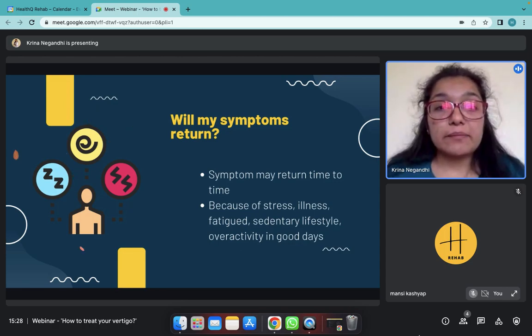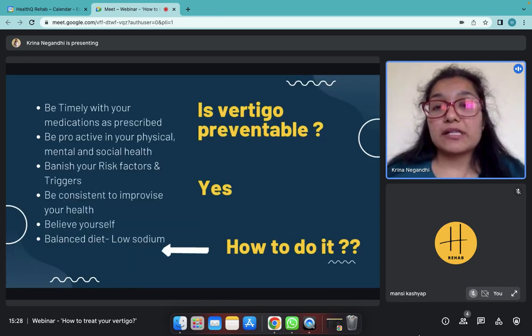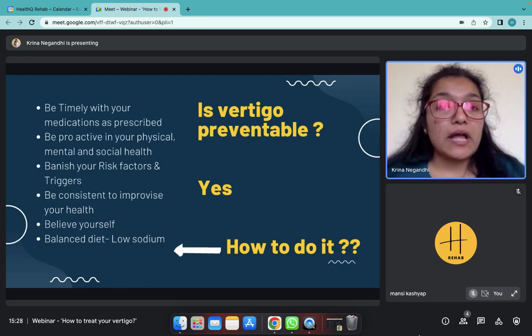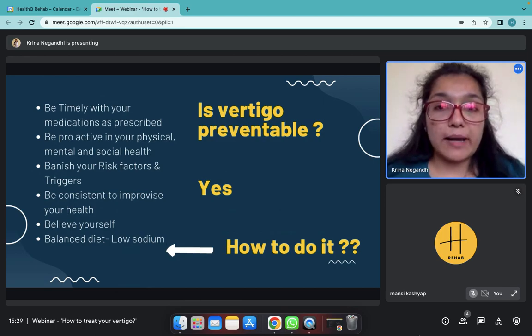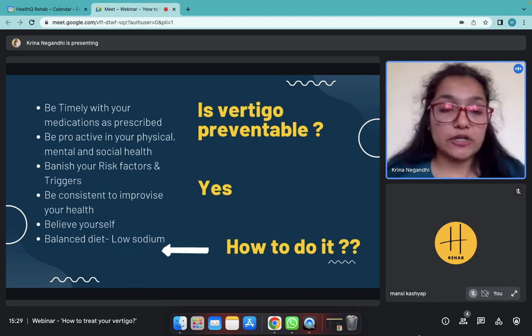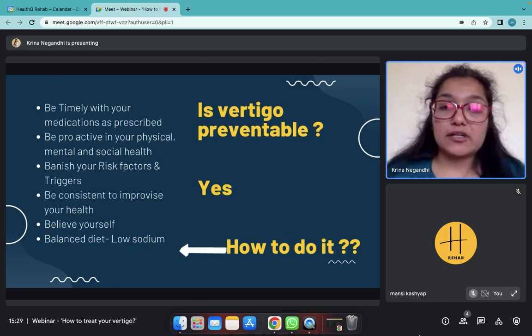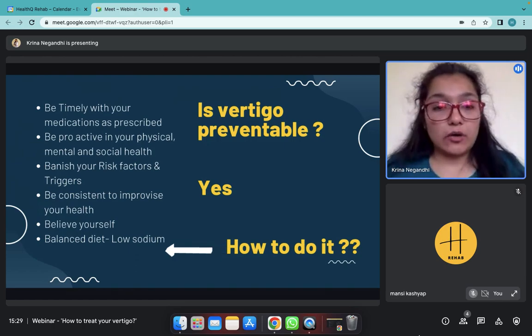Thus, if the symptoms are provoked, how can they be prevented? Yes, the symptoms can be absolutely prevented. The person with vertigo who has undergone vestibular rehabilitation should always be advised to follow a home-based program and other coping strategies. Also, the patient must be asked to take timely medications as per their prescription, to be active in physical, mental, and social health, and to avoid all the risk factors and triggering points which create the vertigo attacks.